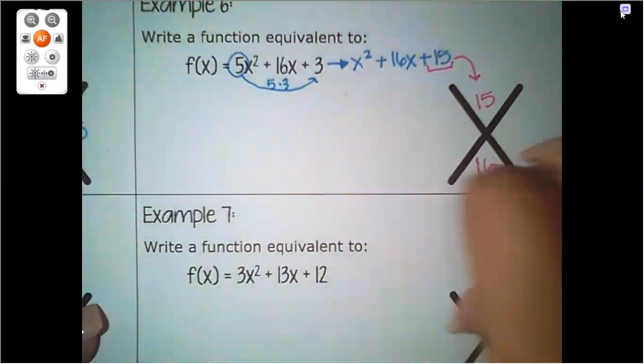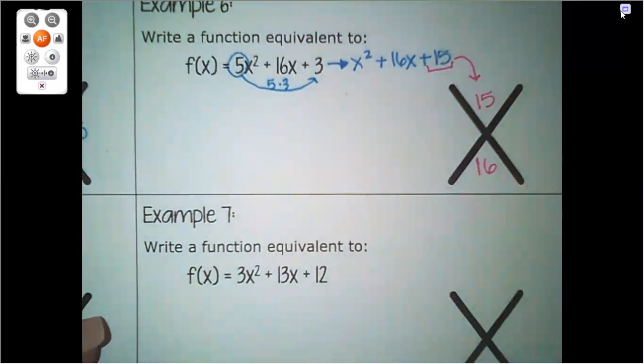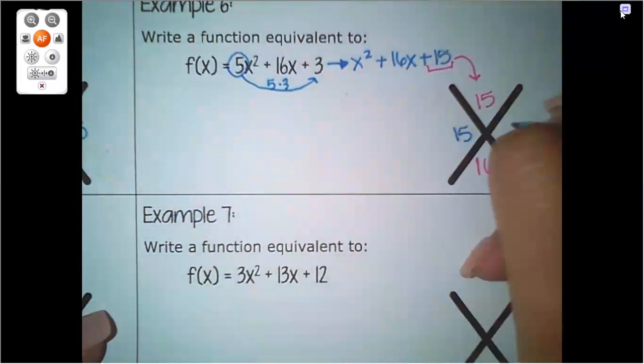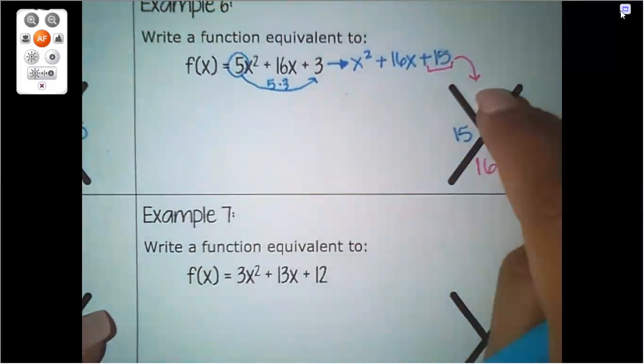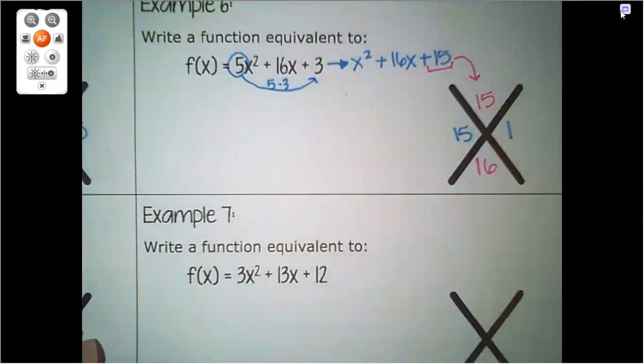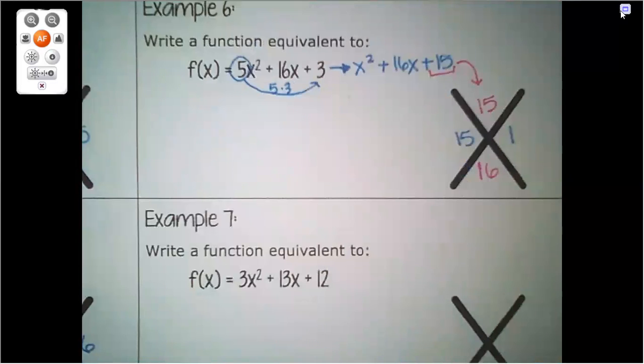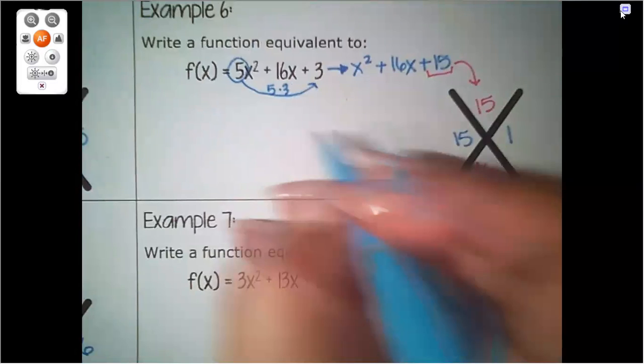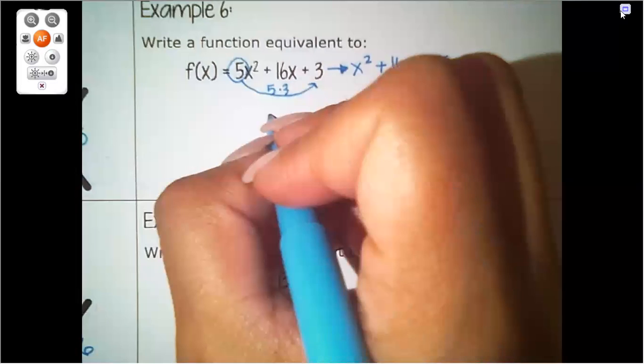All right, now what two numbers? What are my answers? Good, 15 times 1. 15 times 1 is 15. 15 plus 1 is 16. If you can't do it in your head, make sure you're using your calculator tricks that we've learned the last couple of days. Now we got to split it into our what?